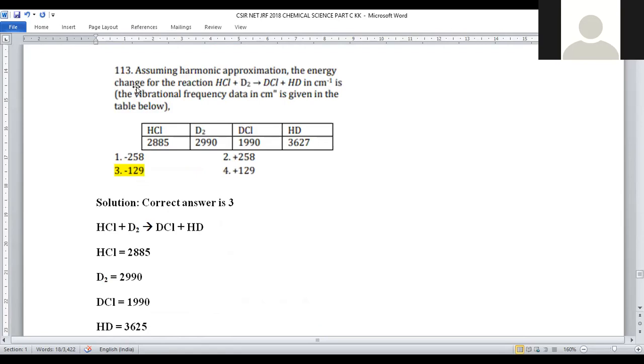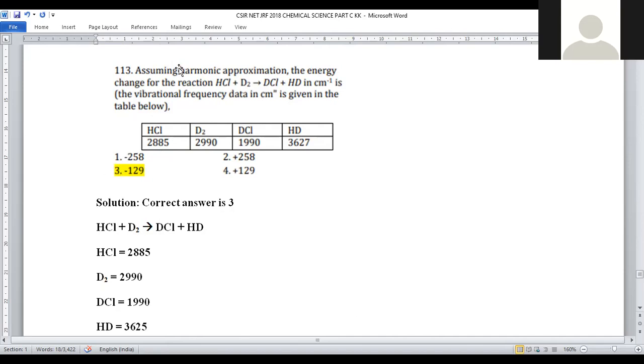Assuming harmonic approximation, the energy change for the reaction of HCl with deuterium molecule giving rise to DCl plus HD, in centimeter inverse, is, right? So when we are taking this reaction, reactants get converted into products. Reactants are HCl plus deuterium, products are DCl plus HD. In this, vibrational frequency data is provided for individual molecules. HCl is given as 2885. Deuterium is given as 2990. DCl is given as 1990. HD is given as 3625. So this is the vibrational frequency data provided for individual molecules, right?